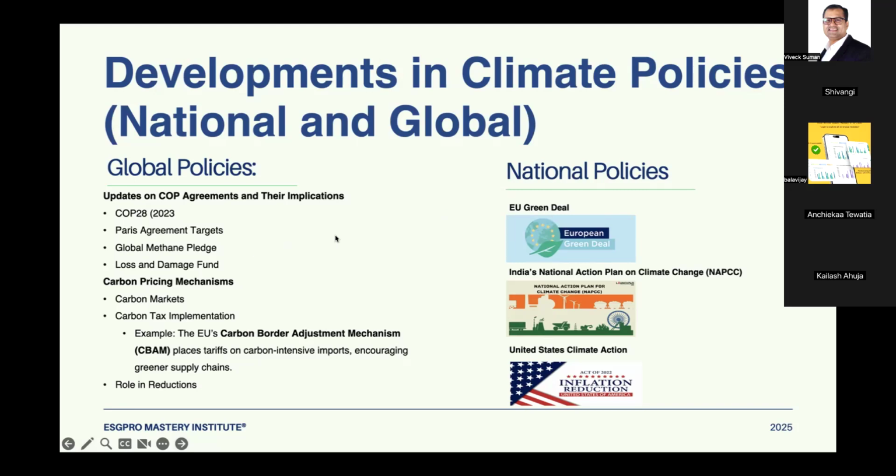Now, the role in reduction played by the following national policy, starting with the UN. Sorry, the UN is coming now. I think the UN has lived its life enough. They have to change themselves, otherwise people will change them.